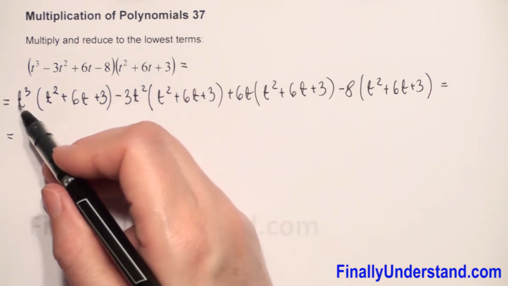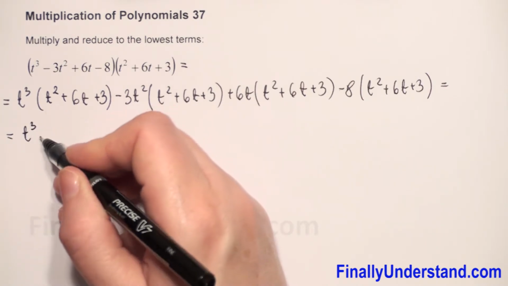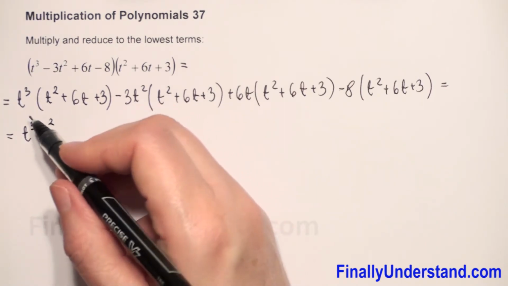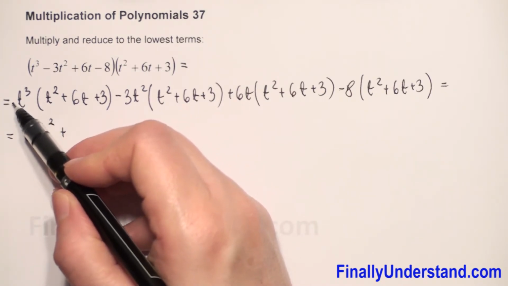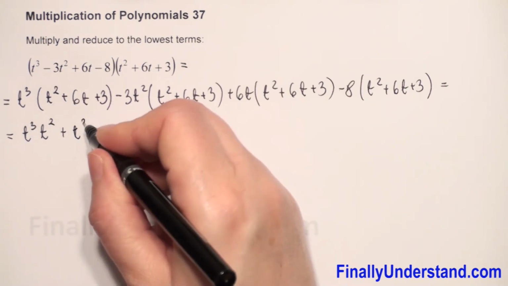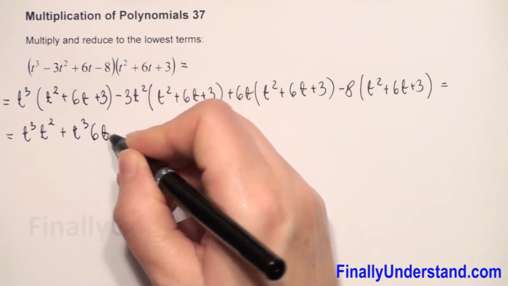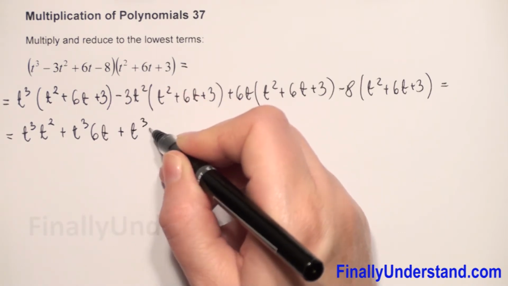So we have first monomial t cubed. So we have t cubed times t squared. Next we have positive. When we don't have sign, it's always positive. So positive times positive will give me positive. And now we have t cubed times 6t. Next we have t cubed times 3.